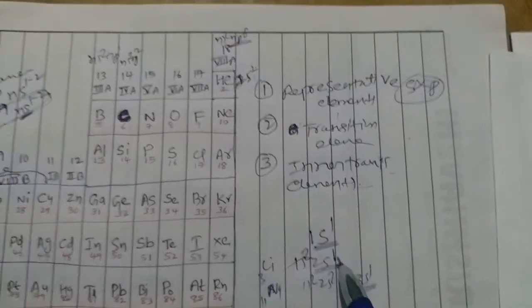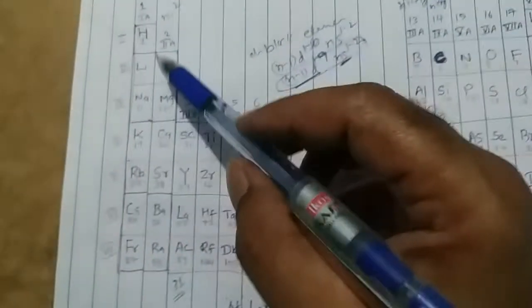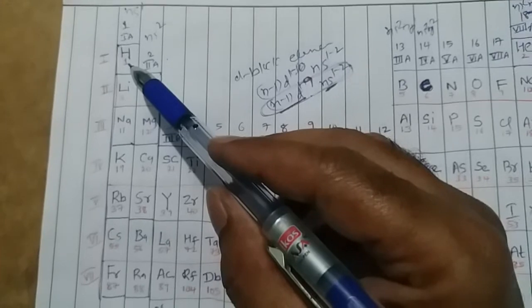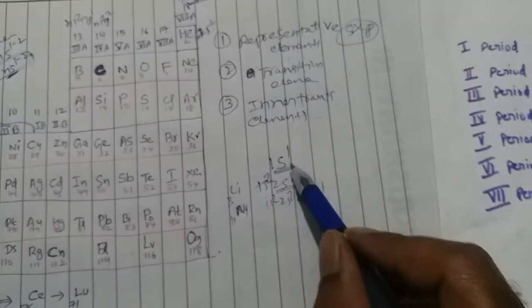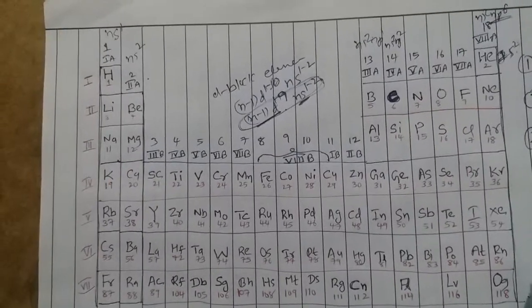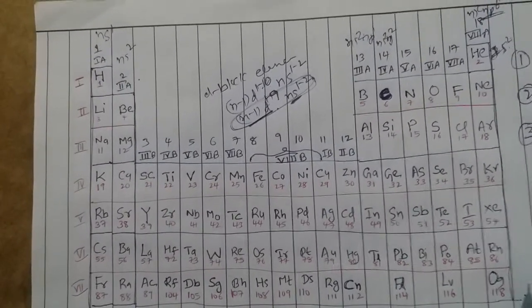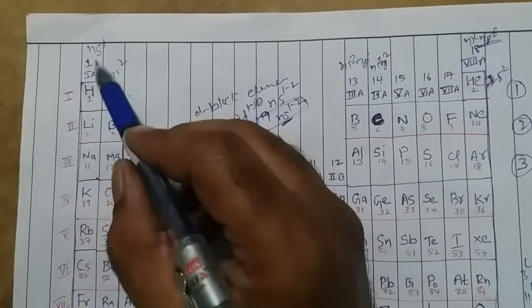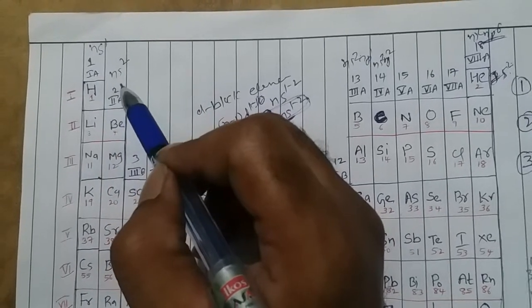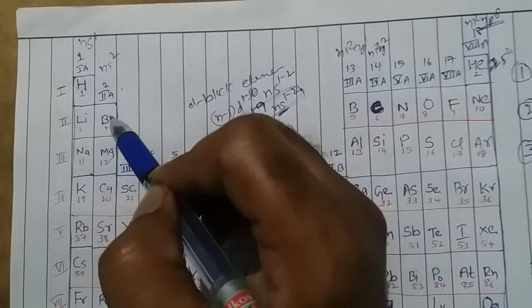Means the last electron, the differentiating electron, is present in the s subshell, and the general valence electron configuration is ns1. Why? Because for all elements we are filling one electron as the differentiating electron in the s subshell. So the general valence electron configuration for alkali metals is ns1, and the general valence electron configuration for second A group elements is ns2.